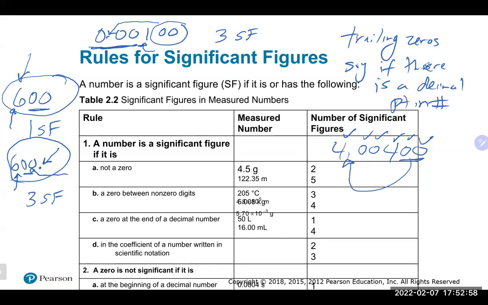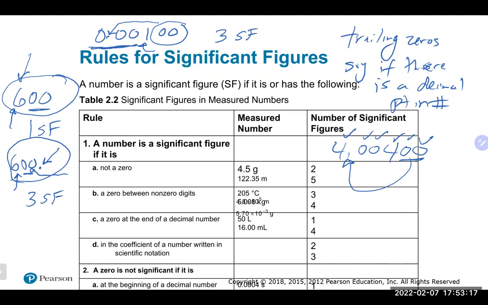Those guys are going to be significant. And the zeros at the end is really the one that gives, like I said last time, everybody a difficult time. The zeros at the end will be significant if there is a decimal point in the number. So I think we looked at a couple of different examples.